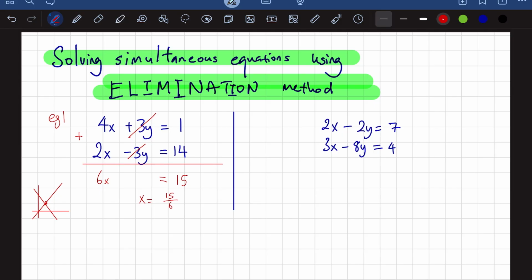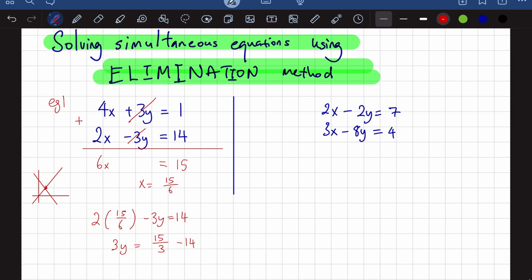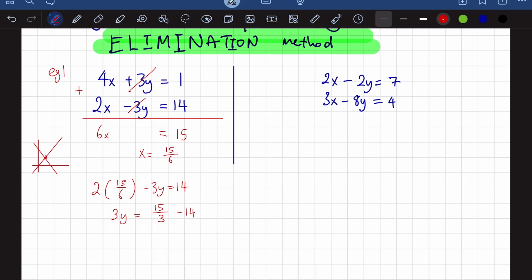Now with that, you can find the corresponding y. So we're going to substitute into either equation 1 or 2. It doesn't really matter, both are fine. So I'm going to just substitute into equation 2. So 2 bracket 15 over 6 minus 3y equals 14. I'm going to bring the 3y over to the right and 14 over to the left. So 3y will be equal to 15 over 3 minus 14. And from here, I am just going to find my y.